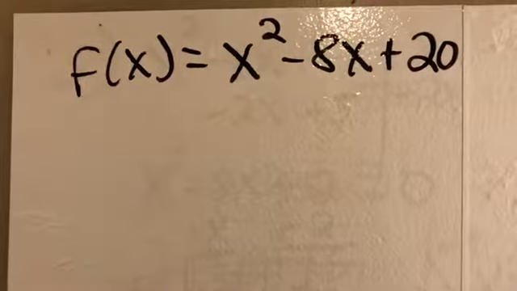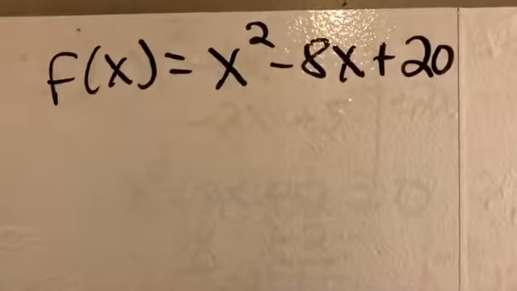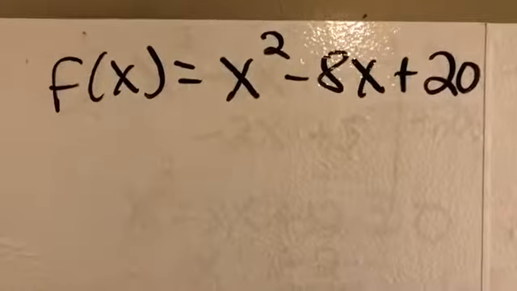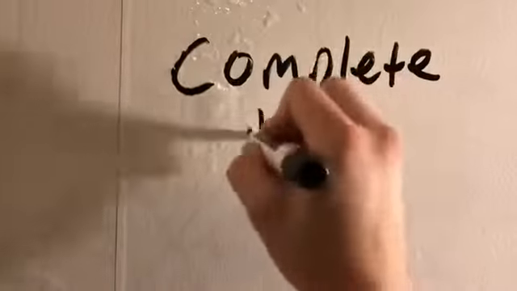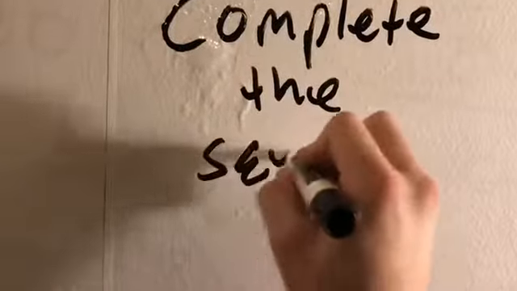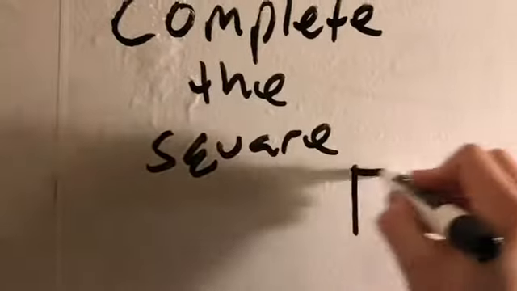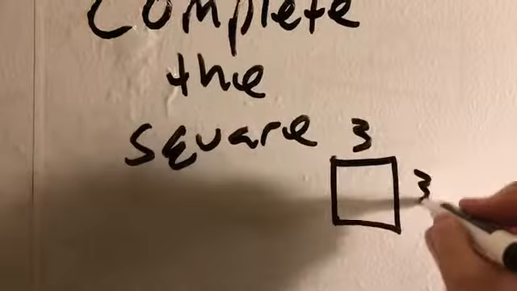Finding the vertex form of a good old quadratic equation. If you're asked to find the vertex form, the strategy we're going to use is completing the square. Remember guys, what we know about squares is that the sides are always the same.